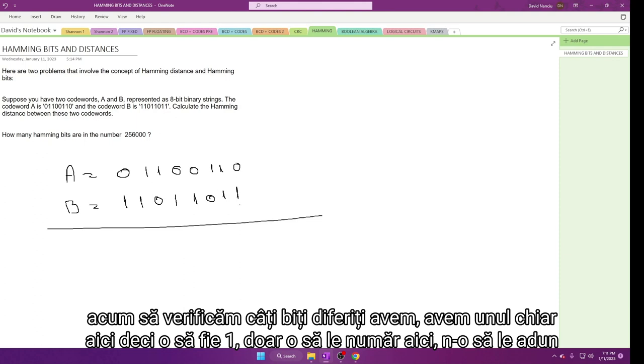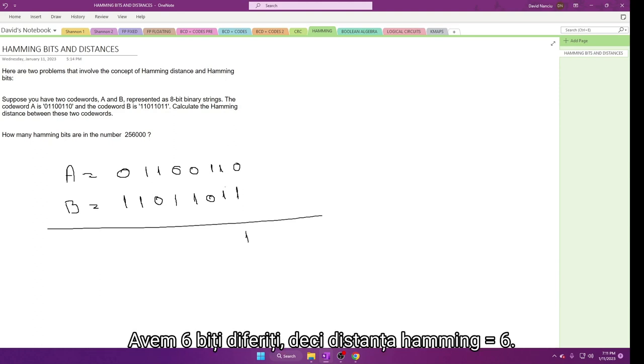We have one right here, so it's 1. I will just count them here, I will not add them or something like that. I'll just count the bits right there underneath. So we'll get 1. Those are the same. Those are different. Those are different. Those are different. Those are different. And those are the same, but those are different.